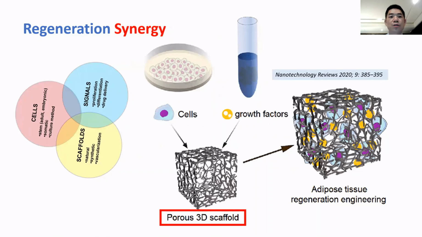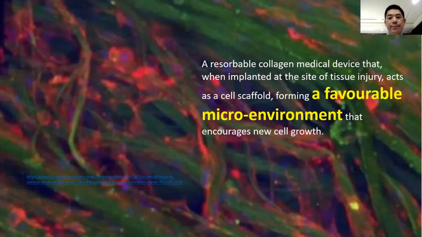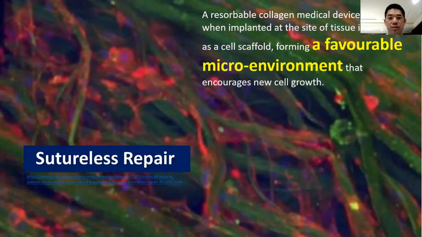So there's a regeneration synergy combining these three trinity. And finally, with injectable scaffolds with signals and cells, we can provide our damaged, painful tissue a favorable microenvironment, mimicking the extracellular matrix, and thus achieving the goal of sutureless repair.